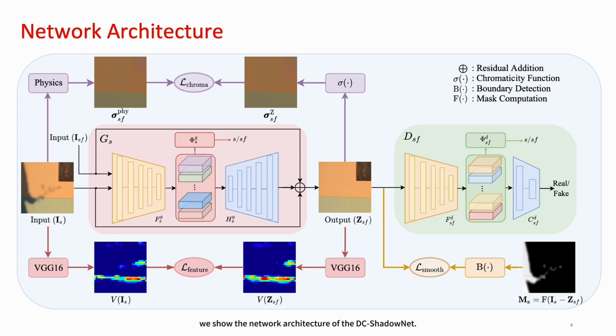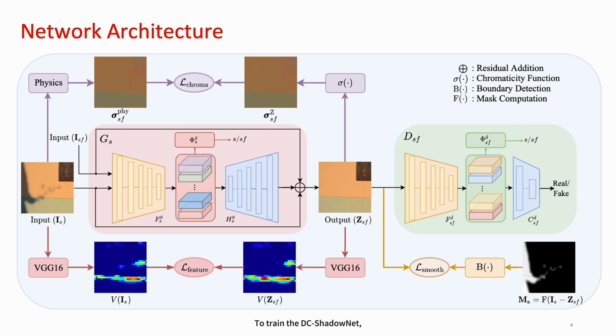Next, we show the network architecture of the DC-ShadowNet. The input of the network is the shadow image. Another input is the unpaired shadow-free image. The output of the network are the shadow-free images. Therefore, we have two domains. One is the shadow domain, another one is the shadow-free domain. Our shadow removal generator contains a domain classifier to classify these two domains.